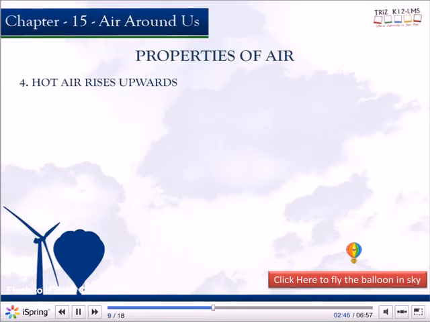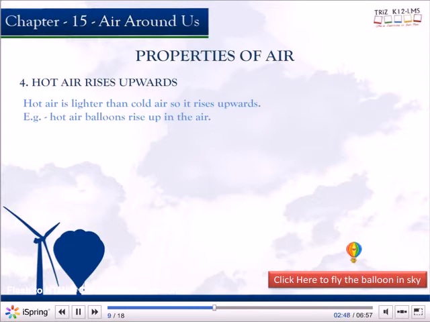Hot air rises upwards. Hot air is lighter than cold air, so it rises upwards. Example, hot air balloons rise up in the air.